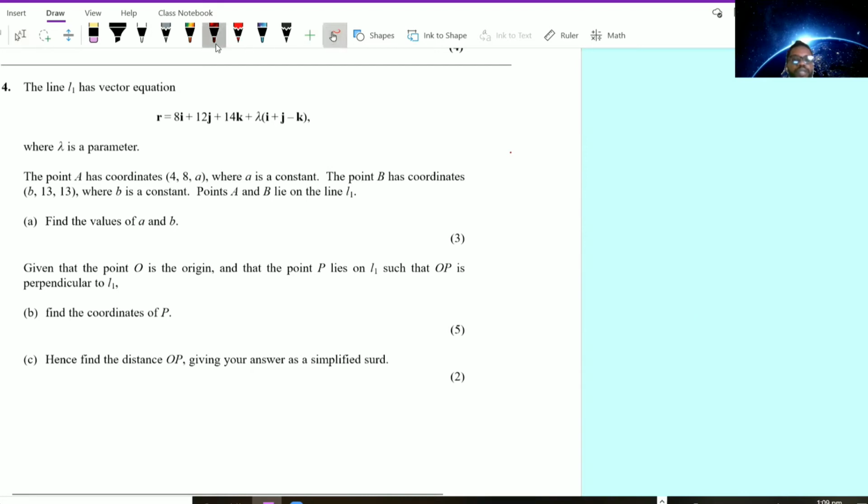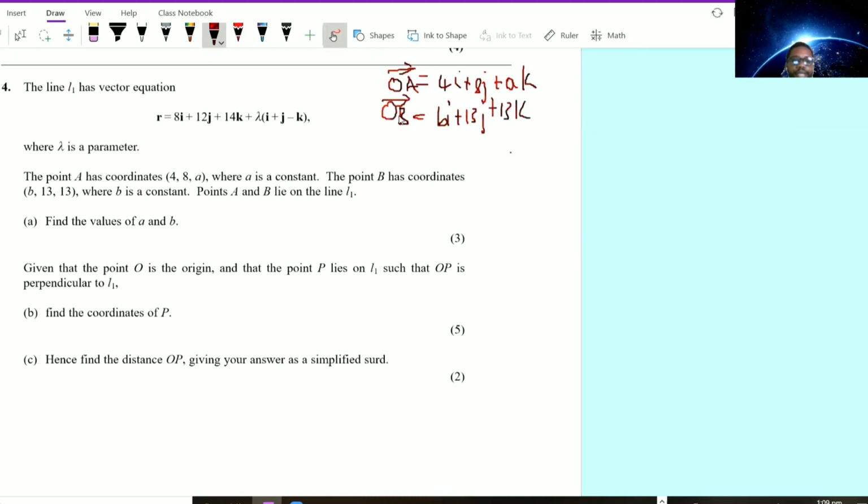What's the most important thing we need to know here? We need to know that all points can be written as position vectors. All right, so it means that for the point A, we can get a position vector from it. So we can call it OA, O meaning the origin. As a position vector, point A is going to be 4i plus 8j plus ak. All right, same concept with B. Since it's a point, it can be written as a position vector because all position vectors are taken with respect to the origin O. B can be written as bi plus 13j plus 13k.